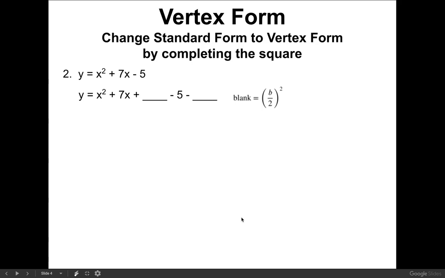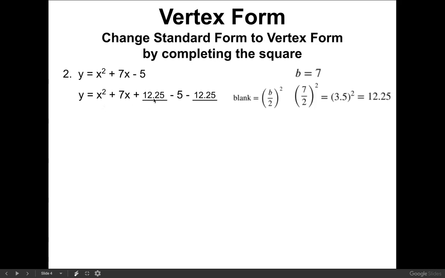To find the answer that goes in the blank, you're going to take half of your b and then square it. So b is 7. 7 divided by 2, do that step first. That is 3.5. And then square that number. Make sure you show this step of the half a b because we're going to need it later. 3.5 squared is 12.25, so that is the number that goes in the plus and minus blank.